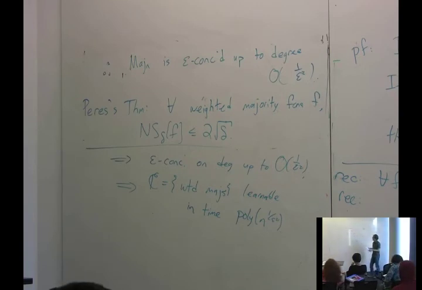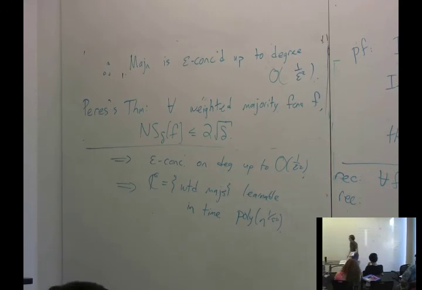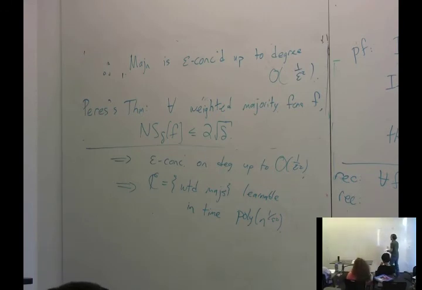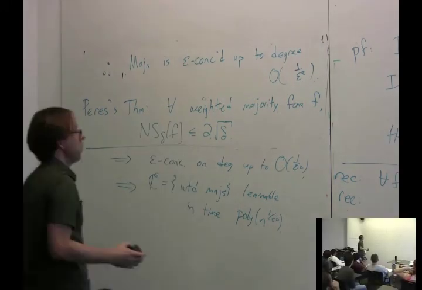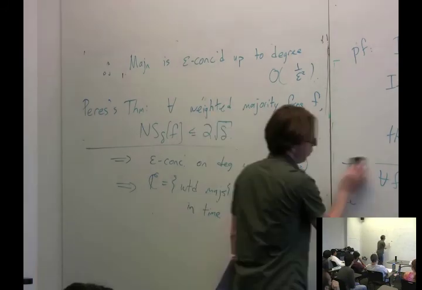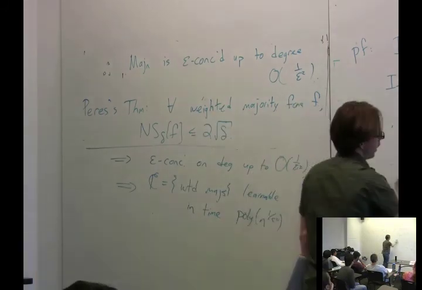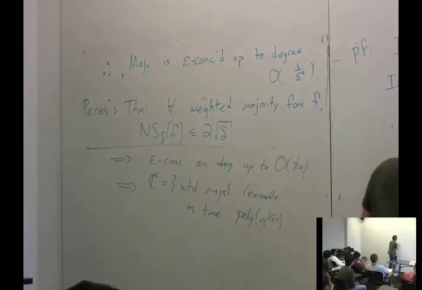OK, so last thing I want to do is come back to another very popular class in learning theory, which is the class of decision trees, which we talked about earlier. And similarly, try to show that they have very simple Fourier spectrum that are quite concentrated, and therefore they're relatively efficiently learnable.